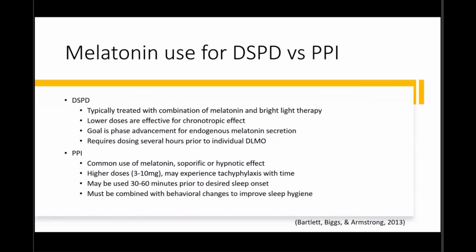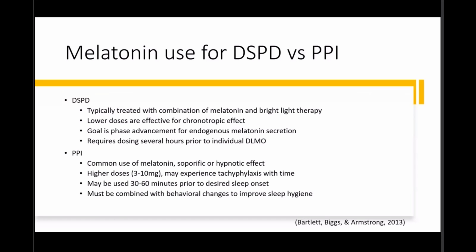The goal of treatment in these kids would be a phase advancement for endogenous melatonin secretion. And it requires dosing of melatonin several hours prior to the individual's dim light melatonin onset, which you can approximate by calculating sleep midpoint. And we'll get into that timing in more detail later on.